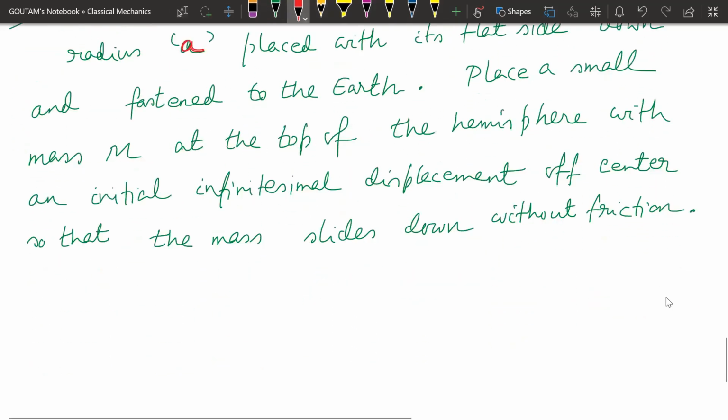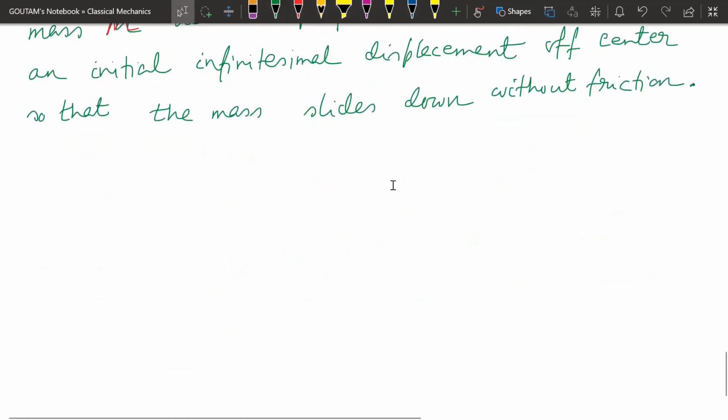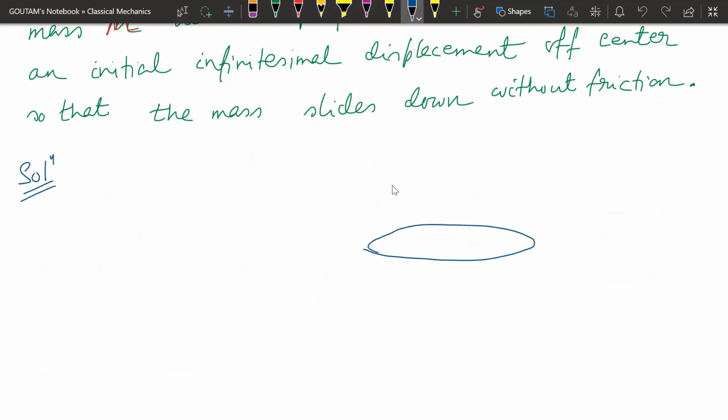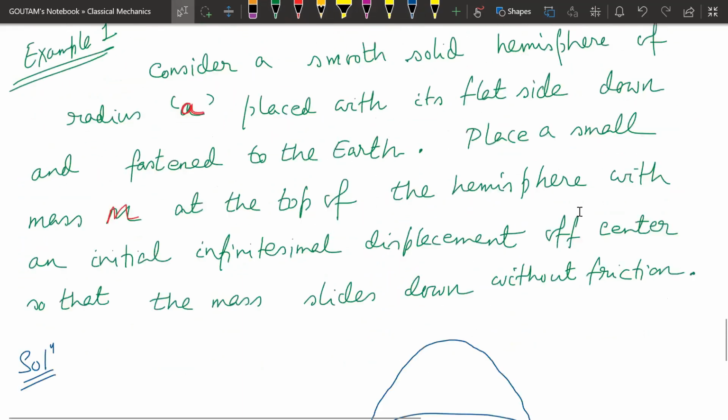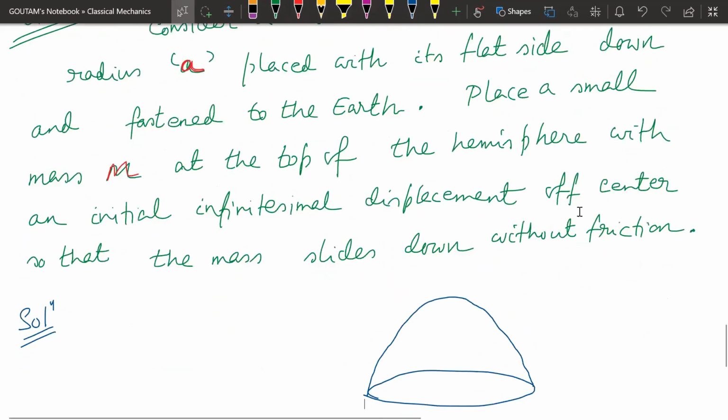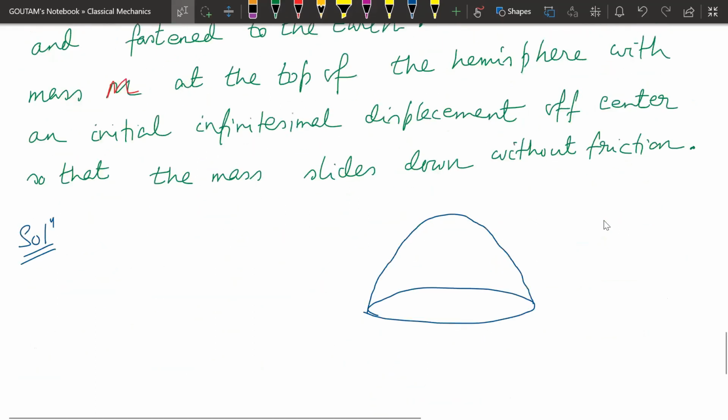So the problem looks like this. Solution. If you can draw it, let's say this is the solid hemisphere, and these are the axes.